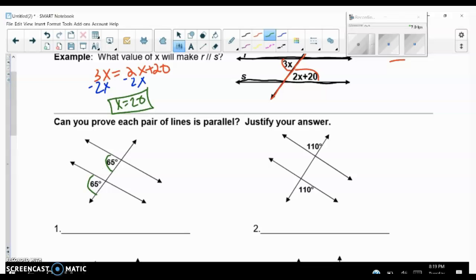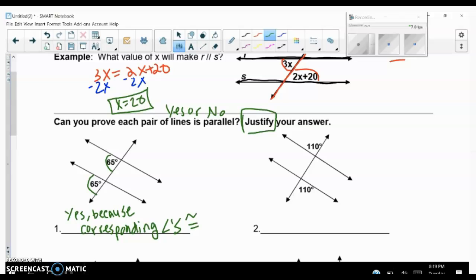Well, if we just check out their relative positions, the one on the top is 65. It's on the bottom left. And the other 65 is also on the bottom left. So we have our yes or no. We have to first figure out what kind of relationships they are. And we see that yes, they are, because they are corresponding angles. And when our corresponding angles are congruent, our lines have to be parallel.